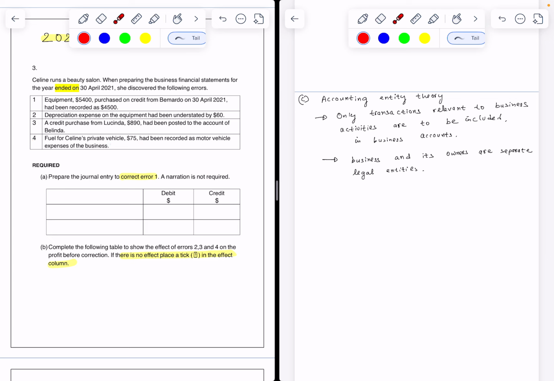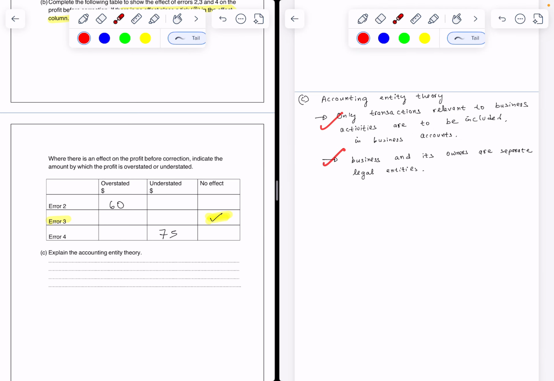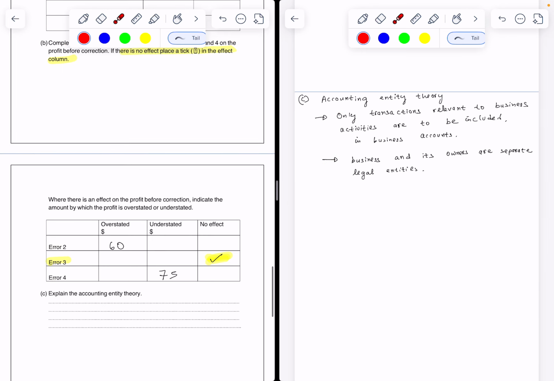So we do not want that to happen, and we do not want to record private expenses as part of our business financial statements. All right? So if you include these 2 lines here for accounting entity theory, you should get full marks in this question as well. All right. So that's it for today's lesson.